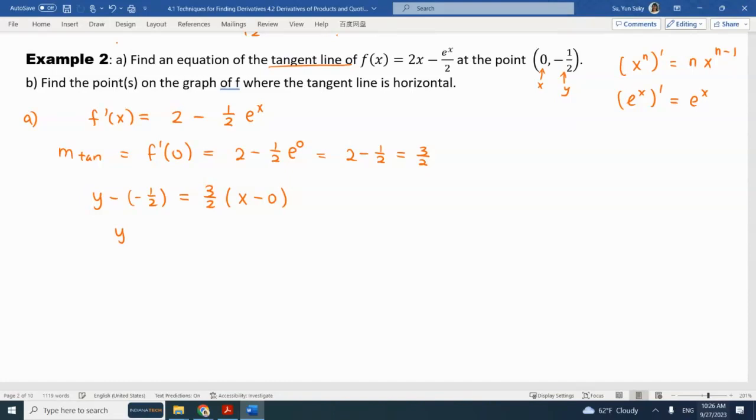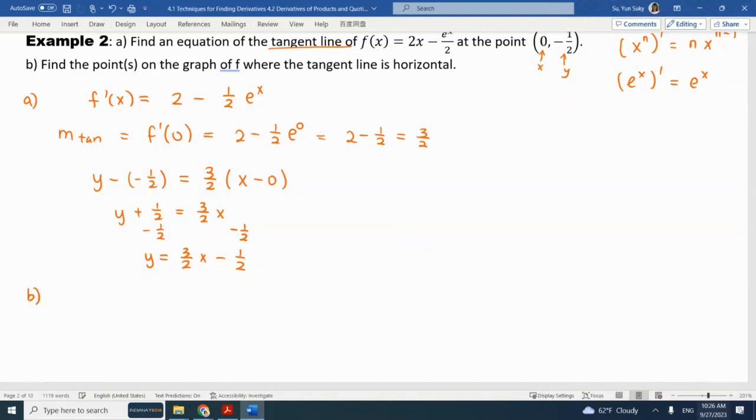Good. Do you see we get y plus 1/2 is 3/2 x? Always solve for y. So we subtract 1/2, we get y equals 3/2 x minus 1/2. So far, so good, everybody? So this is the tangent line, okay? And let's keep going.